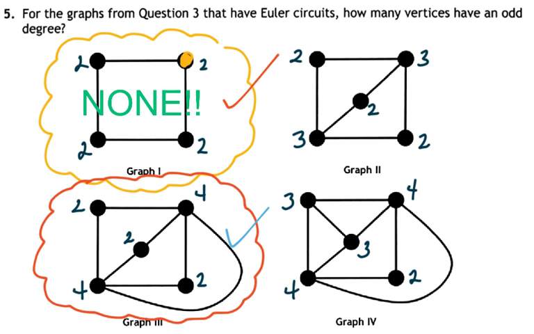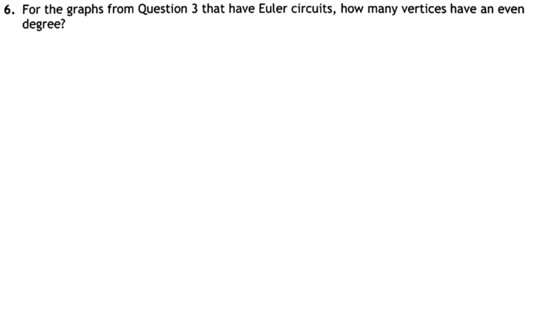So maybe there's something to Euler circuits and the degree of each vertex. Maybe all Euler circuits have vertices with an even degree. Maybe, I'm not sure. So for question 6, for the graphs from question 3 that have Euler circuits, how many vertices have an even degree?